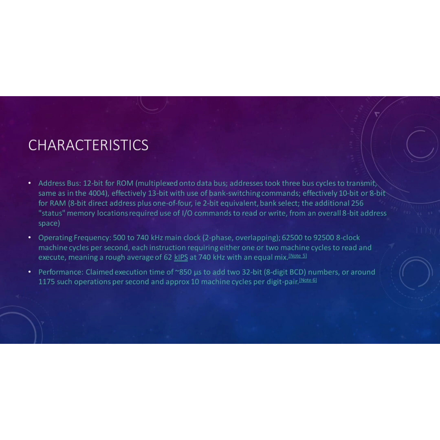And next, operating frequency. It has 500 to 740 kilohertz main clock. It is of two phase and overlapping. 62,500 to 92,500 8 clock machine cycle per second. Each instruction require either one or more machine cycle to read and execute, meaning a rough average of 62 kips at 740 kHz with an equal mix.